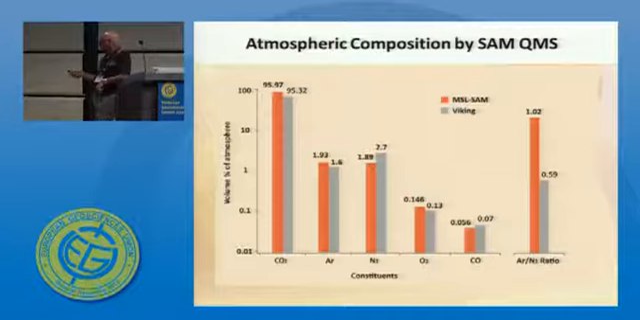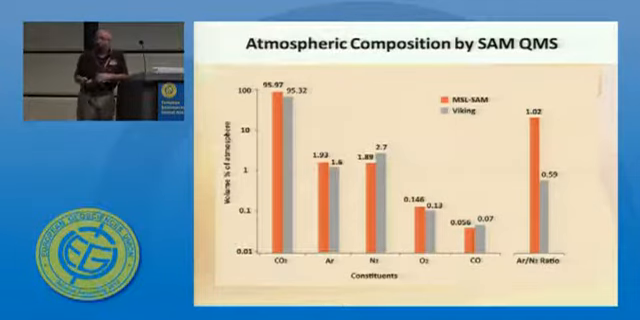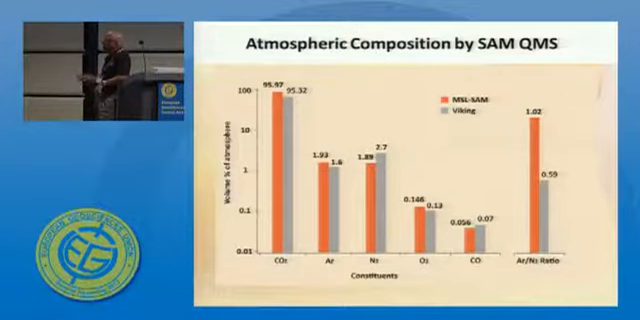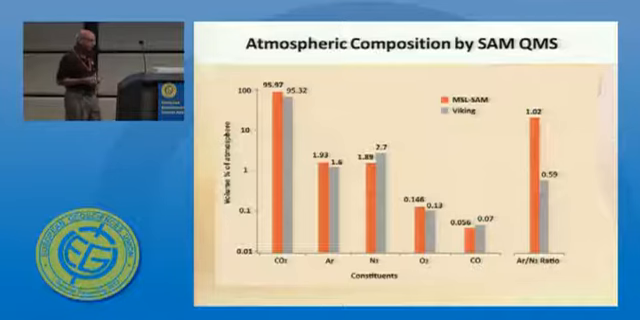The big deal is actually here. It's the ratio between argon and nitrogen. The fact that argon is about 20%, 21% larger than Viking, and nitrogen is about 30%, 35% lower than Viking, is in itself an important result. But the ratio of argon to nitrogen is very different, and it's the ratio that's important.